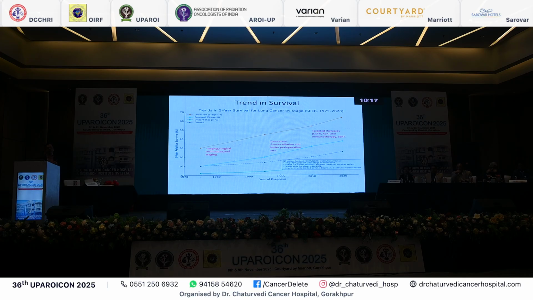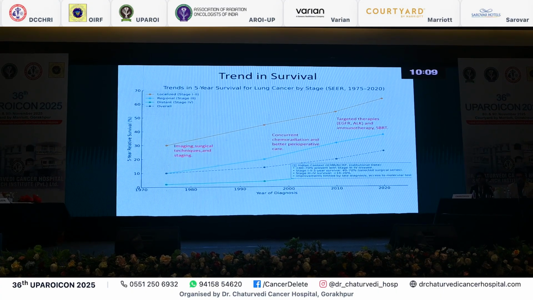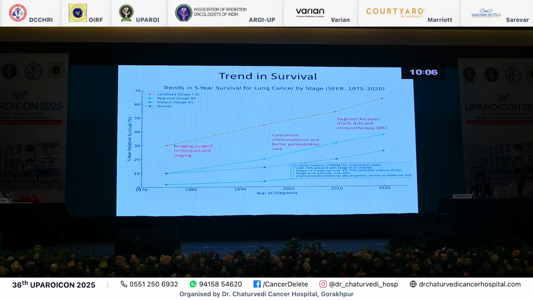This is the trend in 5-year survival over the last 5 decades. So what has contributed? As we see, there has been improvement in survival. In the first 20 years, 1970 to 1990, it was imaging, surgical refinement, surgical techniques and staging. We were staging the patients better, so that led to improvement in survival. Coming to the 1990s, concurrent chemoradiation became a standard of care along with better perioperative care, and that led to improvement in survival. Coming to the last part, in the last 2 decades, we have developed more targeted therapy, immunotherapy and SBRT, and that has led to improvement in survival.